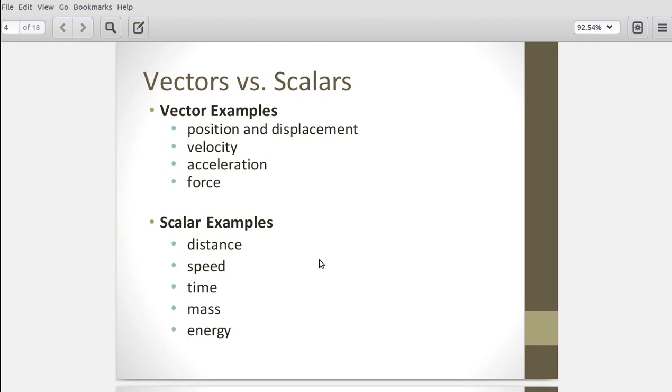And scalars are always positive. We're never going to have a negative time, a negative mass, negative energy, nothing like that. So a scalar is positive. A vector could be positive or negative depending on the direction it points.